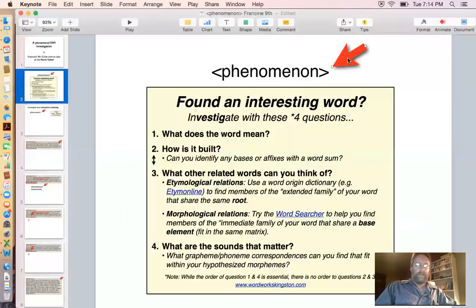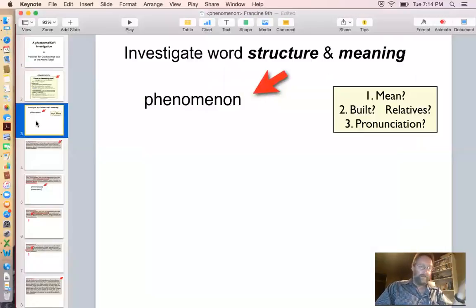And as you've seen now a few times, if you've seen any of these other videos, this is the chart that I'm using as a way to remind ourselves of the types of questions to ask to make sense of a word. Of course, what does it mean? How is it built? Relatives, morphological and etymological, and aspects of pronunciation. But here's what happened in the class.